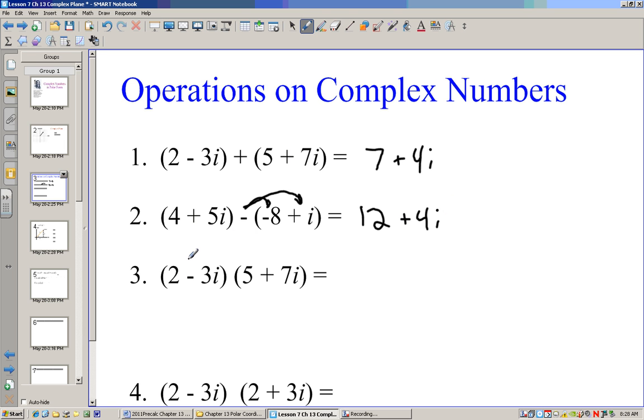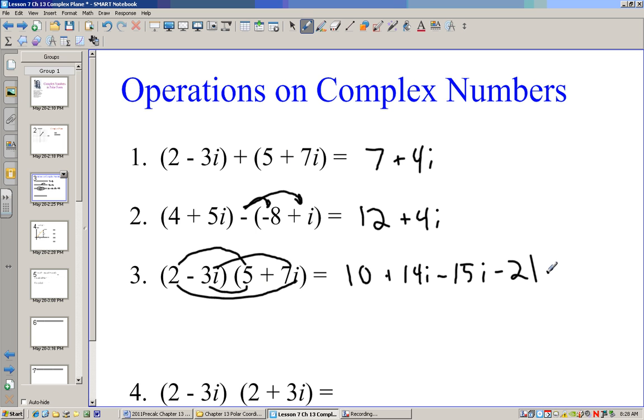Now when we're multiplying complex numbers, you do FOIL. First, outsides, insides, last. The first would give us 10. The outsides would give us 14i. The insides would be negative 15i. And the last would be negative 21i squared. i squared is the same as negative 1. So this term we could also say would be plus 21.